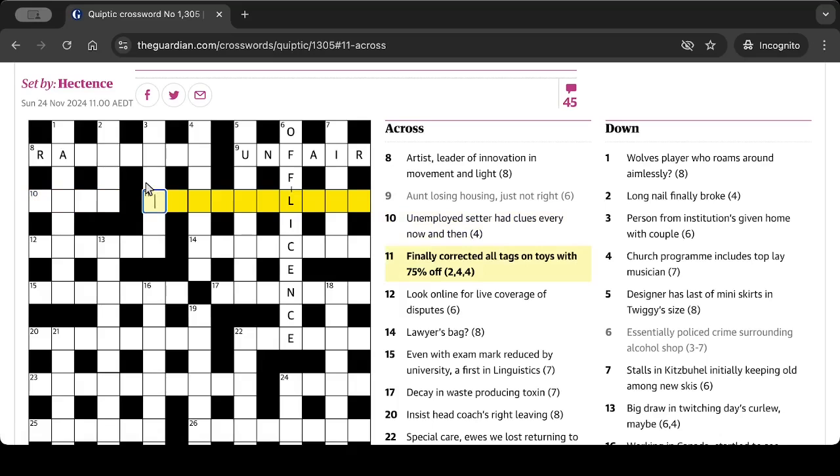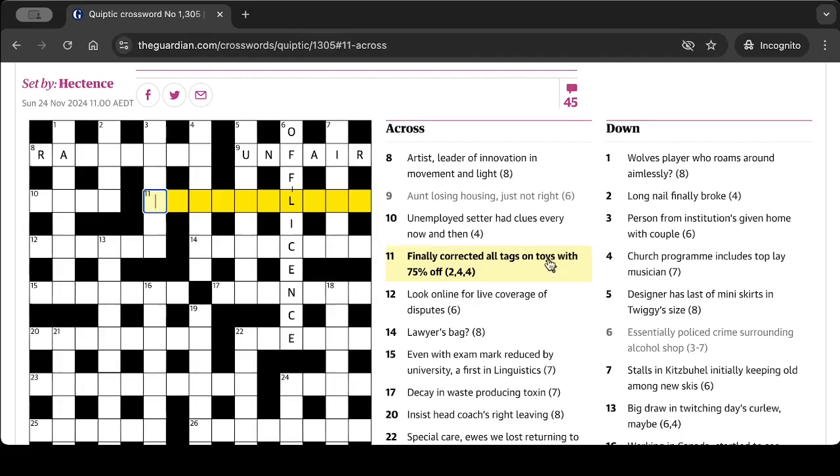Finally corrected all tags on toys with 75% off. So all tags on toys just feels really forced. So I wonder if we've got an anagram potentially. So what could be finally corrected? Finally corrected could be D, the last letter of corrected. Then we need to fit another 9 letters in. Now there's 9 letters in all tags on, and the word toys could be an anagram indicator.